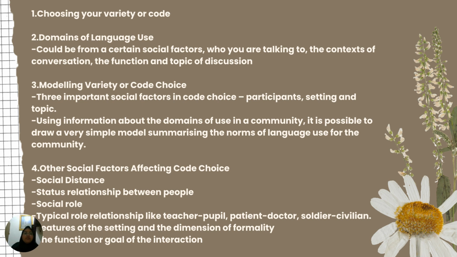The fourth one, all the social factors affecting code choice: the first one is social distance, the second one is status relationship between people, the third one is social role, and the fourth one, typical role relationships like teacher and pupil, patient and doctor, and soldier and civilian. And the fifth one is features of the setting and the dimensions of formality. And the last one is the function or goal of the interaction.